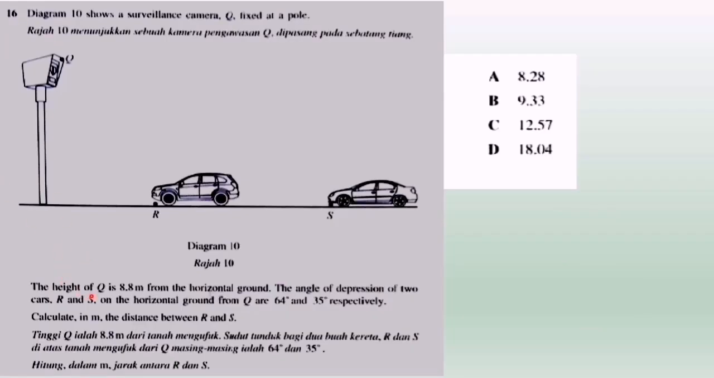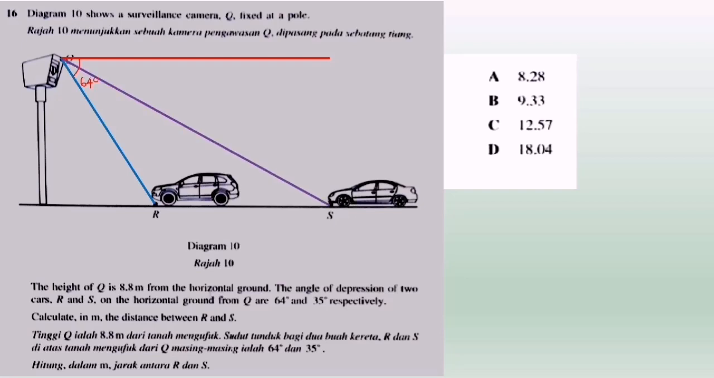Number 16. The height of Q is 8.8 meter from the horizontal ground. The angles of depression of two cars R and S on the horizontal ground from Q are 64 degree and 35 degree respectively. So this is eye level from Q. Angle of depression of R from Q is 64 degree, and S from Q is 35 degrees.